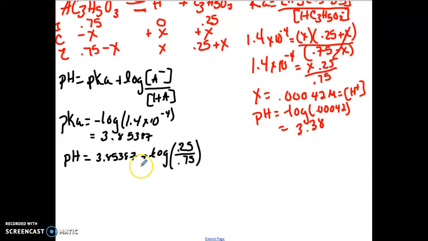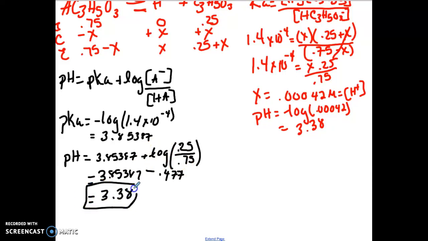Okay? So when I do this work, I end up with 3.85387 minus 0.477. That's the simplification of the log of 0.25 over 0.75, which then makes this become 3.38, exactly the same pH as what you had here. So it is a little faster if you know those concentrations. So, feel free to use it.